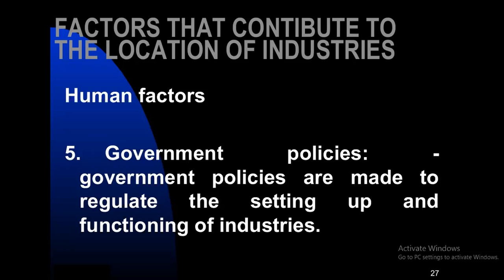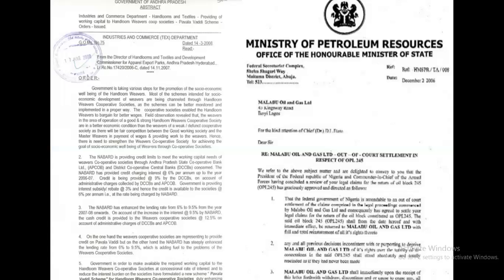So government policies also regulate which industries they are, how many acres of land they need, what pollution is going to come out from there, what their actual purpose is, and where they should be situated. Here also, government policies play an important role. And if they feel that this place is not apt for this industry, the government will not give us permission to start an industry over there. So government policy is also a main factor in contributing to the location of industries.